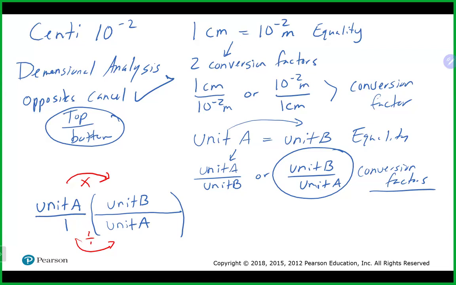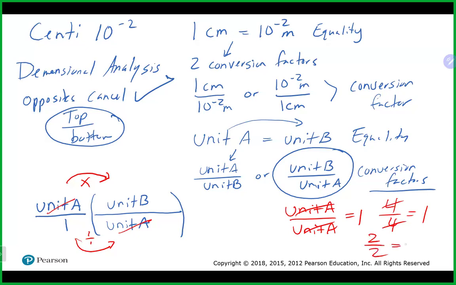How does this help us get rid of the unit that's on top and bottom? We could just think about it like this. When units are in opposite locations, they cancel. So when you have something like unit A up on top and unit A on the bottom, they will cancel out and equal 1. It is the exact same thing if you had 4 divided by 4. What does it equal? 1. They cancel, right? Or if you had 2 divided by 2, it equals 1. They cancel each other out.